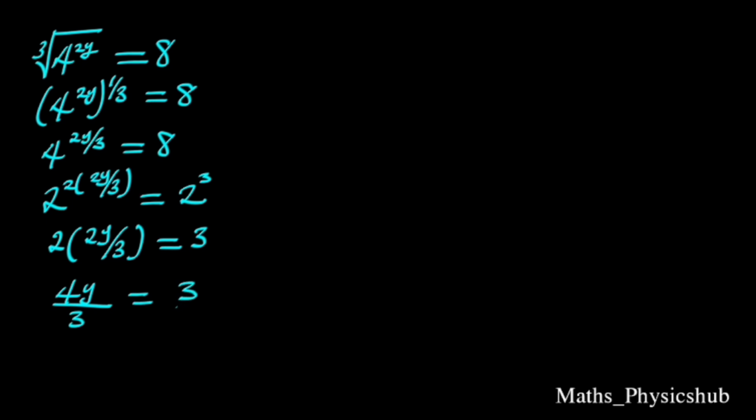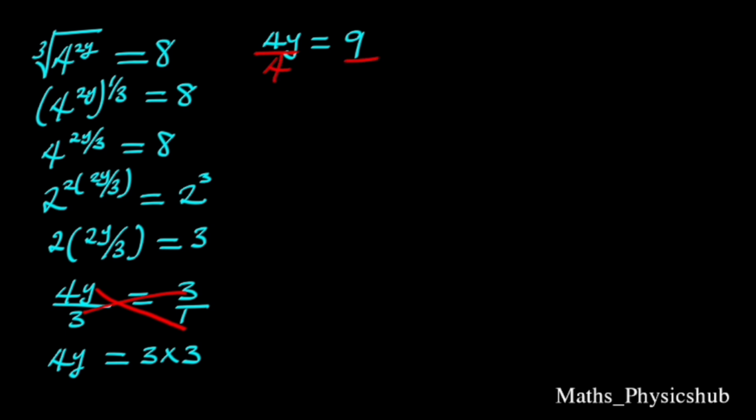Going further, we cross-multiply to have 4y times 1, which is 4y, equals 3 times 3. On the right side, 3 times 3 is 9. It follows that 4y equals 9. To find y, we divide both sides by 4, 4 will cancel out 4, to leave us with y equals 9/4.